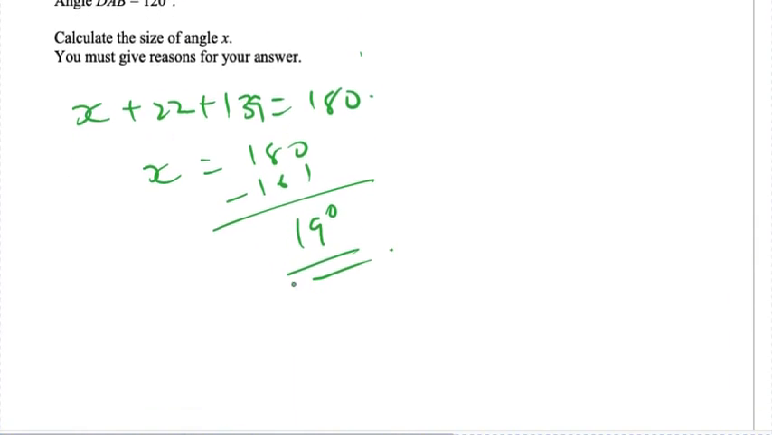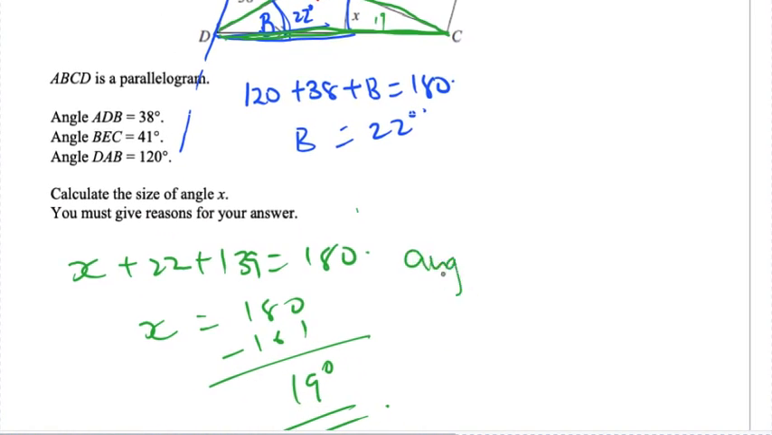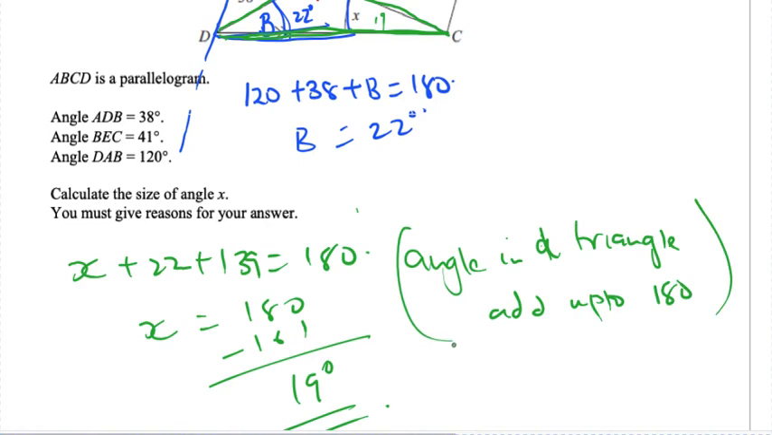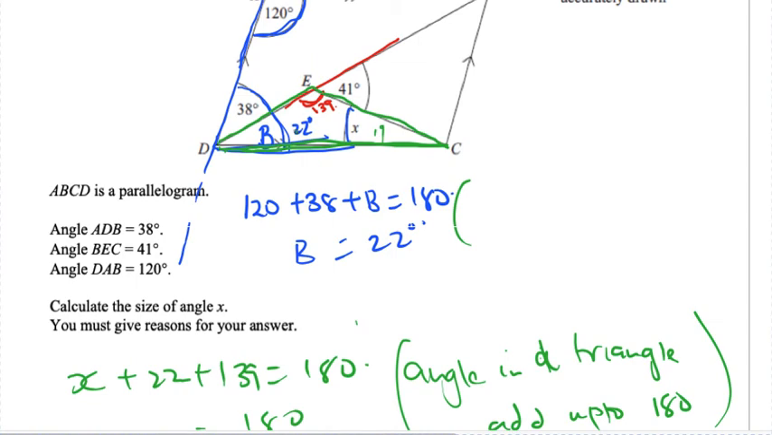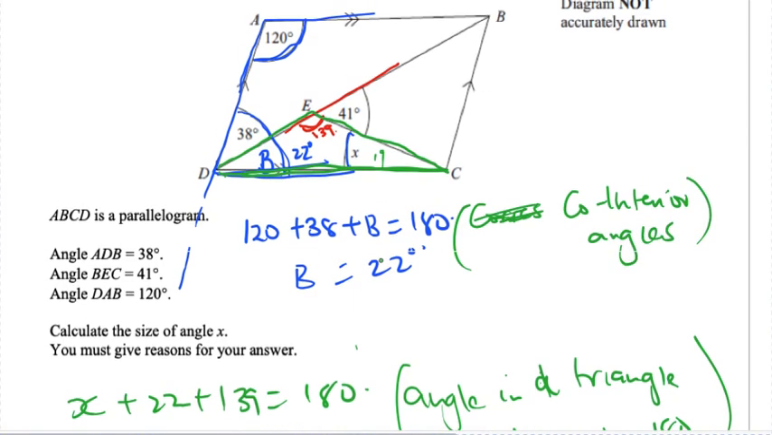Okay, you must give reasons for your answer. So say angles in a triangle add up to 180. This is the reason. And the reason why B was 22 is because of co-interior angles. That is why B was 22. All right. Okay, let's go to another one.